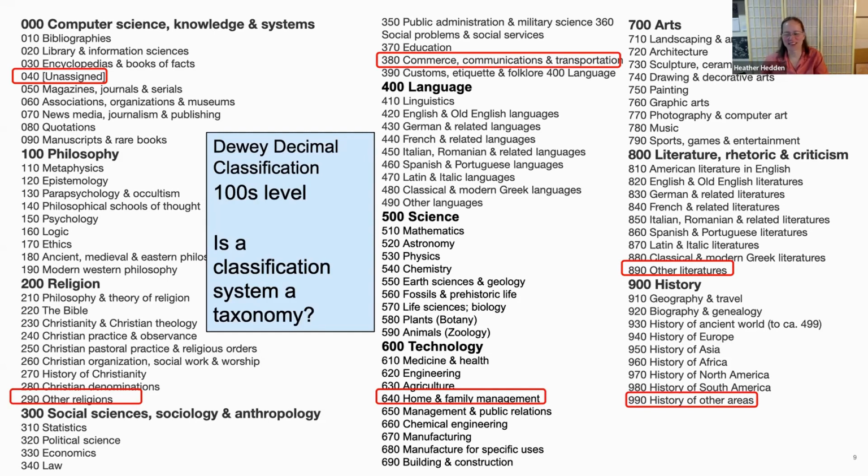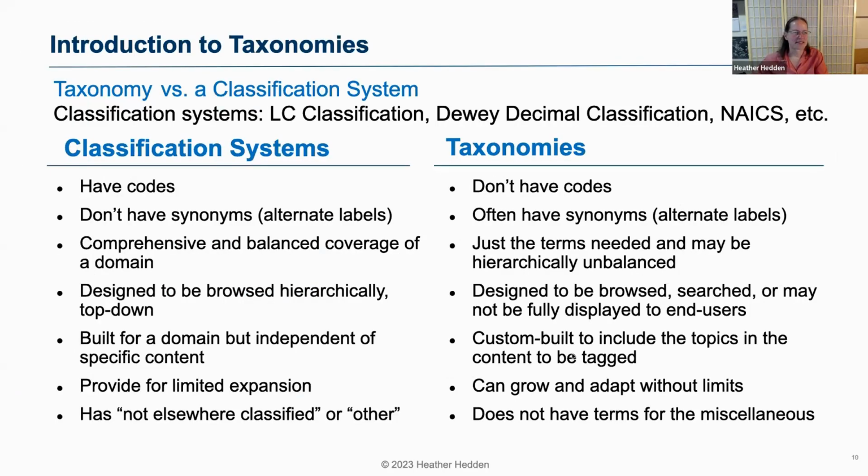And it's rigid. It doesn't allow for flexibility and growth. And you can see some things are kind of archaic and biased. So, I've had this side-by-side comparison, also having those classification codes, where everything is kind of strict, whereas taxonomies don't. And they also have synonyms or alternative labels to look for, and just the terms that are needed.